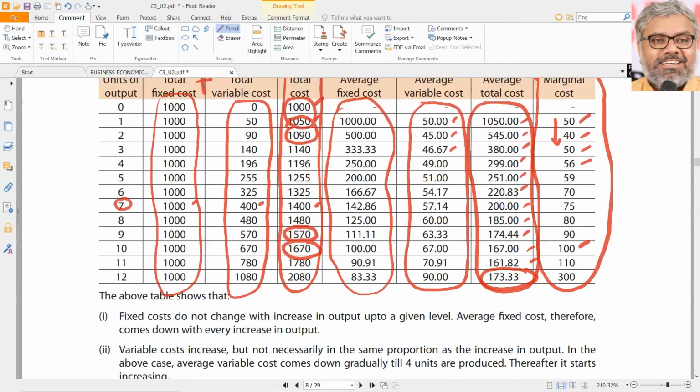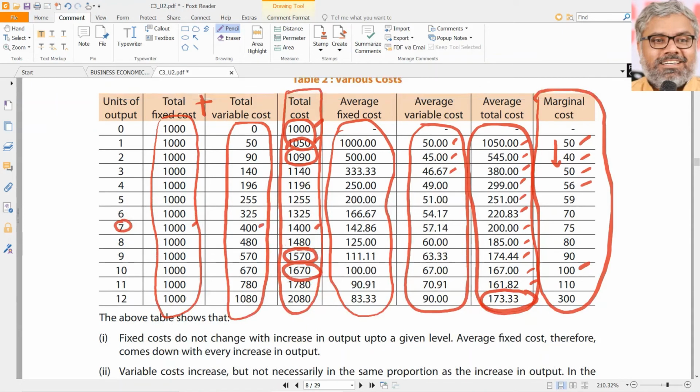But how is the average total cost behaving? It is decreasing. Definitely it is decreasing. Why is it decreasing? It is decreasing because of two things. One, because of a decrease in the average fixed cost. That is one thing. And to some extent, because of a decrease for some time in the average variable cost. But afterwards, even though the average variable cost was increasing, the average fixed cost was decreasing more than that. So it started, let us say, decreasing further.